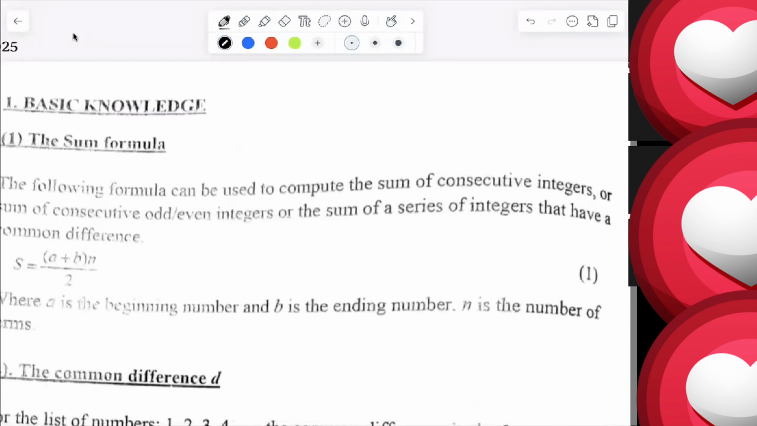The following formula can be used to compute the sum of consecutive integers, or the sum of consecutive odd or even integers, or the sum of a series of integers that have a common difference. So x equals (a plus b) times n divided by 2, where a is the beginning number and b is the ending number. n is the number of terms, right?